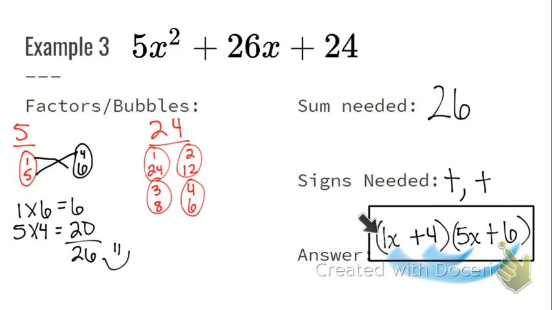Now, if you don't put the 1 by the x, that's fine. If you just had x plus 4, that would be okay. But you have to make sure that the correct numbers get put in binomials together. And you need to remember to put the x's on your first terms from your first bubble.